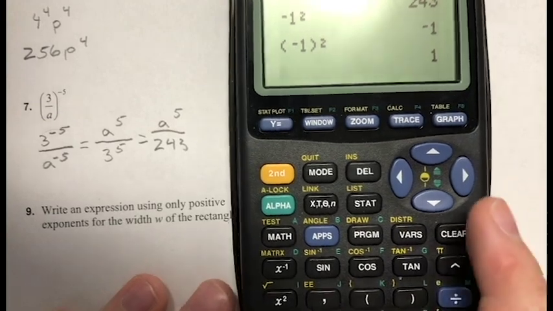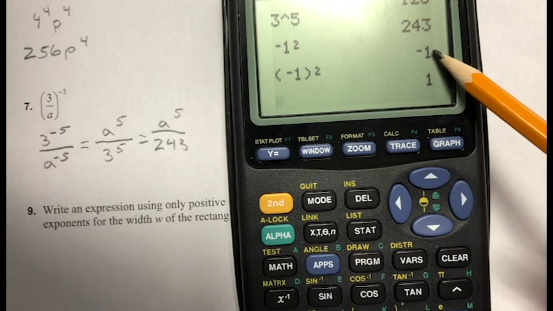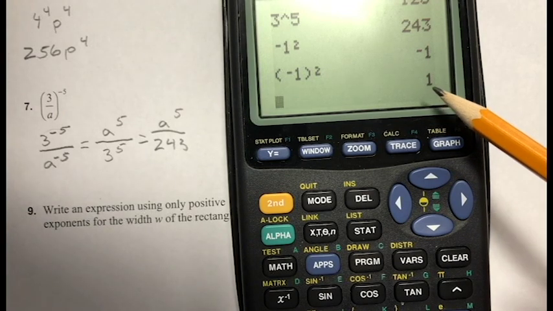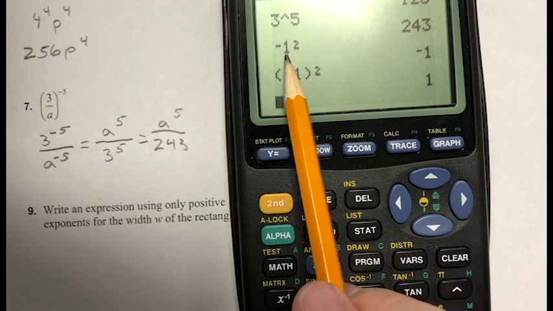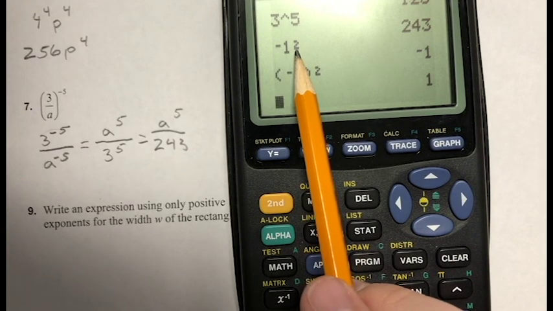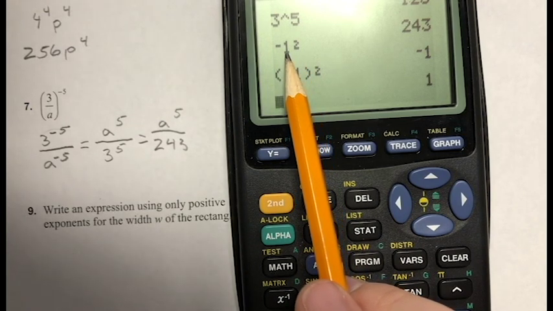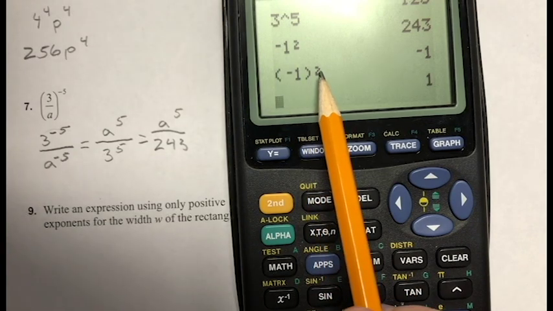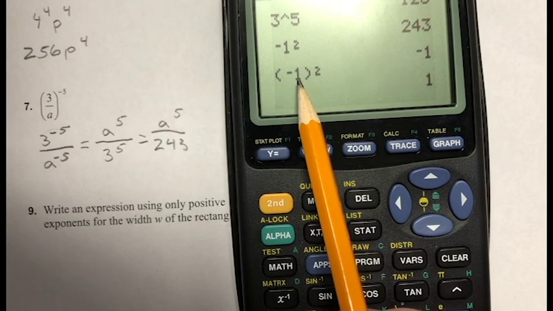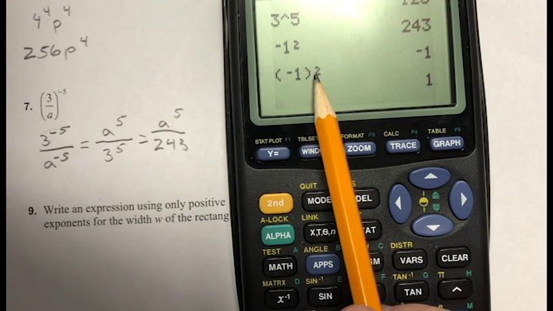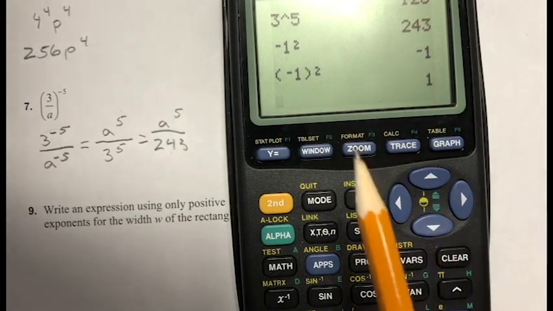Look what happens. They look like they're identical, but when I put them in the calculator, I get two different answers. Here is the reason why. This square is only affecting the number 1. This square does not affect the negative. It only affects the number it's touching. Whereas in this one, the square affects the entire negative 1. All right, that's the difference. This is actually squaring the negative and squaring the 1 to get a positive 1.